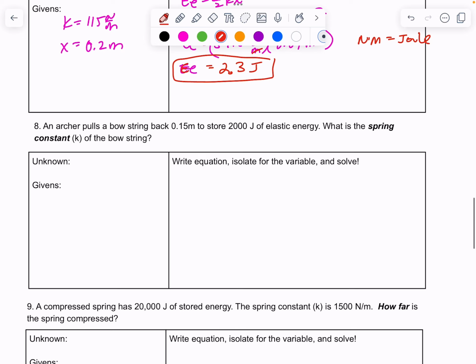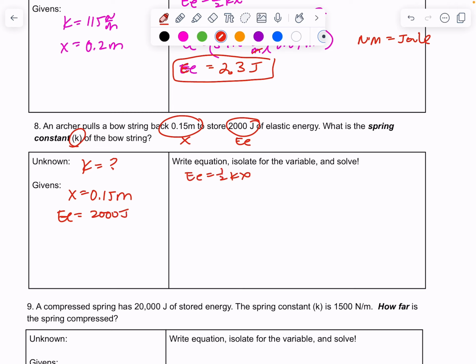Number 8, an archer pulls a bowstring back 0.15 meters, so that's the X, and it stores 2,000 joules of EE. What is the spring constant K? That's my unknown. The X is 0.15 meters, that's 15 centimeters, and the EE is 2,000 joules. I'm going to write my equation out, and then I'm solving for K.